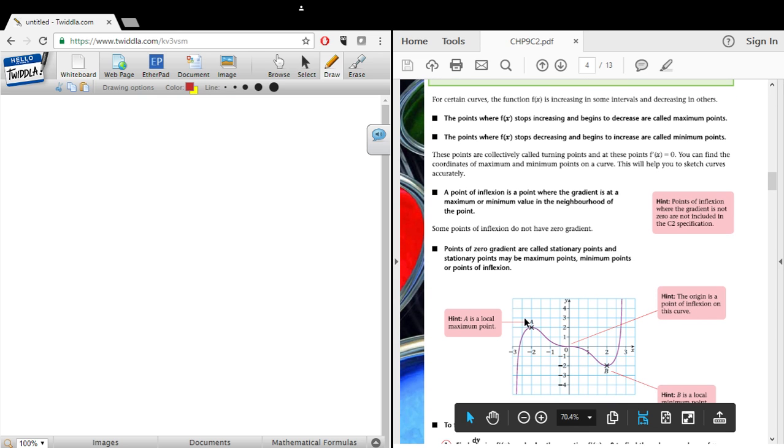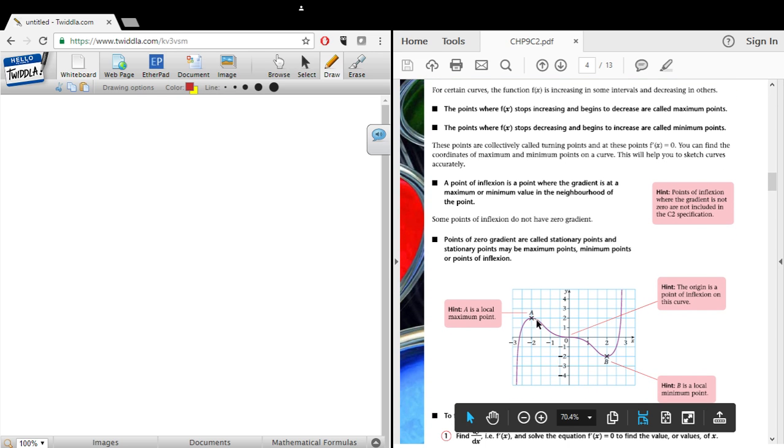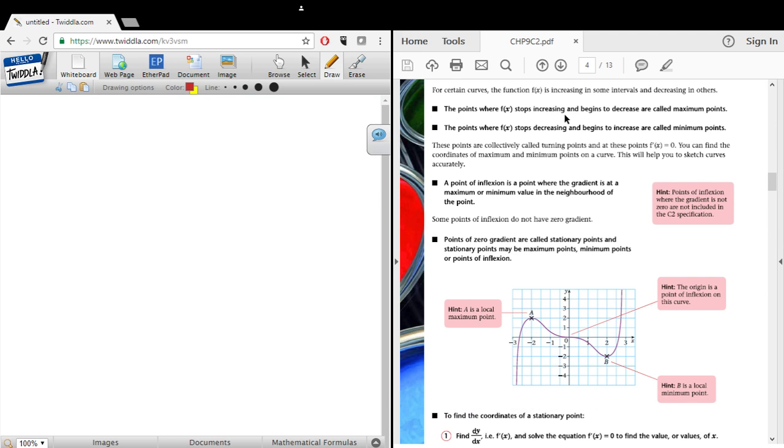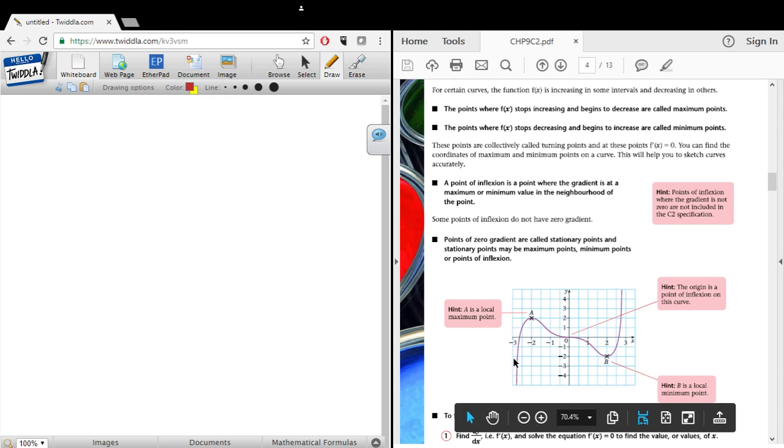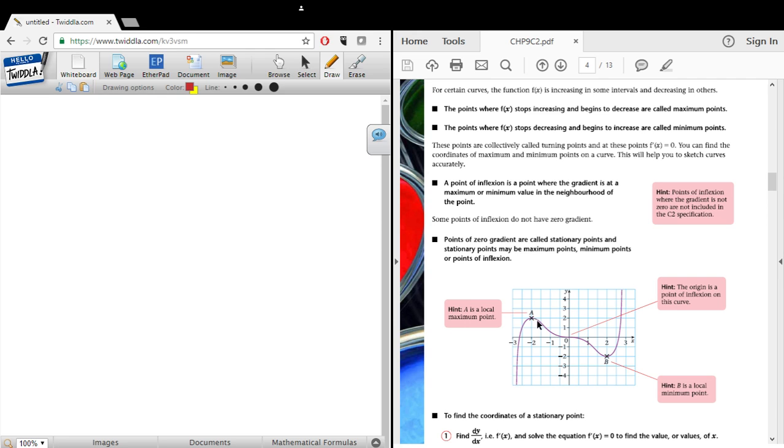What does that mean? Let's use this graph to explain. So, taking the first point here, the points where f(x) stops increasing and begins to decrease are called the maximum points. This is f(x), the curve itself. So as it increases here, see it's getting higher, higher, higher. This is A, and it begins to decrease now, which is evident just by observation. So this is called the maximum point.